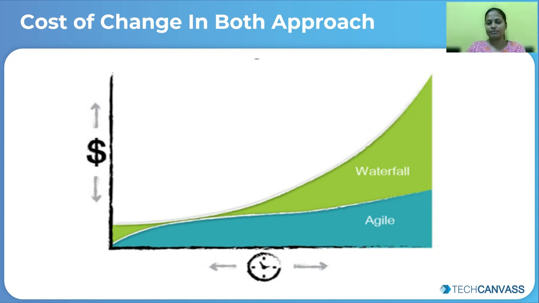But with agile, as I mentioned, the cost of change is not high, because after every 2 weeks you are reviewing whatever has been built, sending it out into production, and people are using it. If there is any issue or feedback, it can be incorporated in the next iteration.